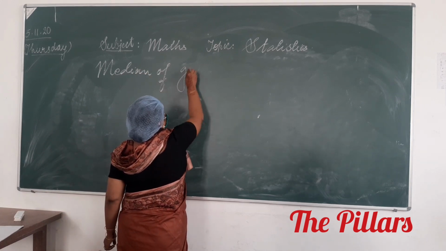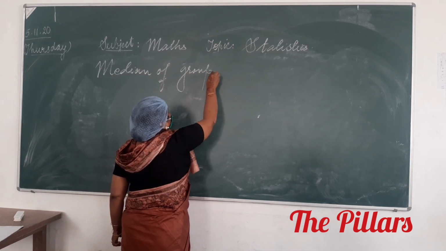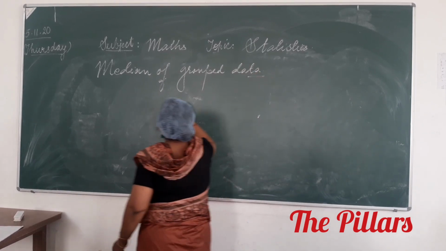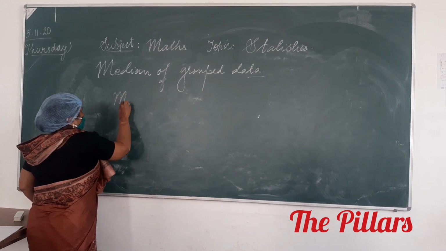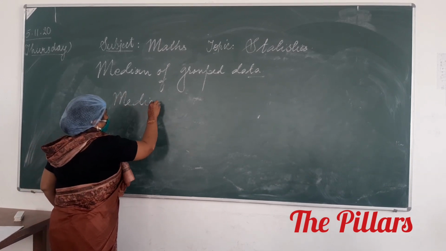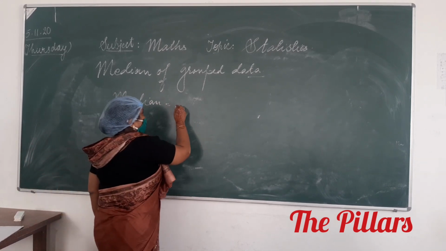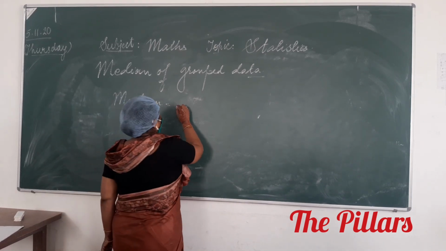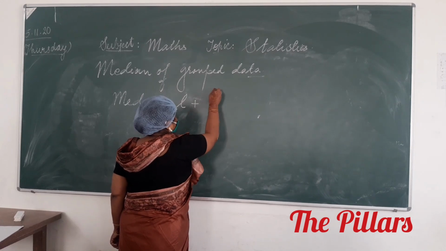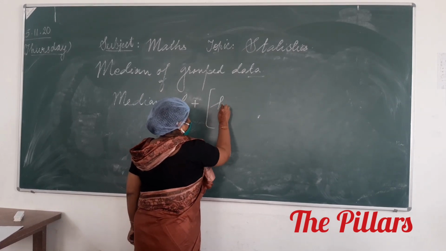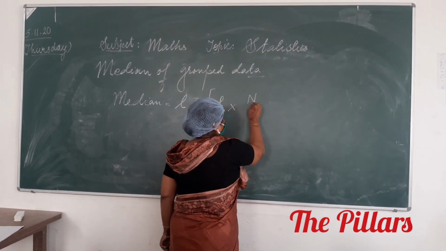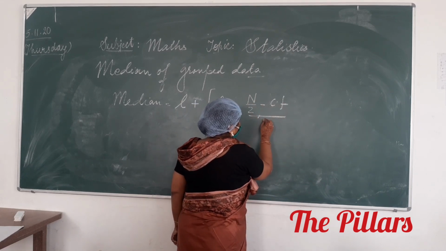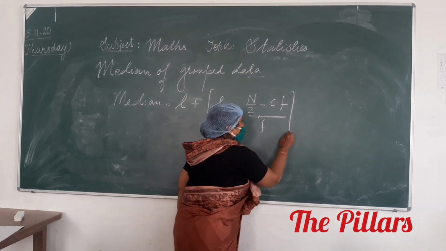Median of grouped data. What was the formula? What was the formula, Saurabh Pandey? L plus H into N by 2 minus CF by F. This is the formula.